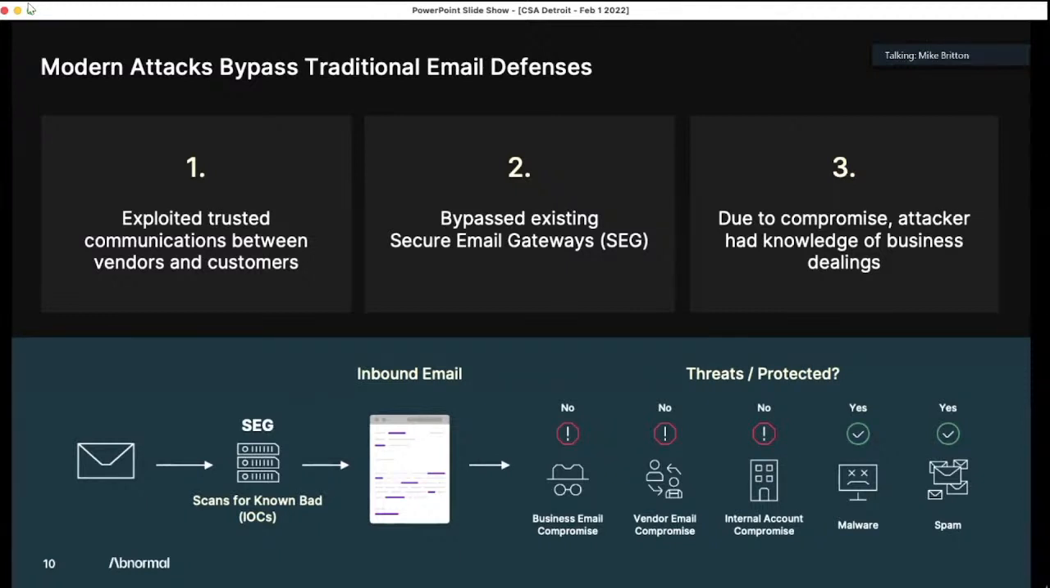And then when you look at the threats that a SEG really is good at and what it's not good at, it's great at malware, it's great at spam, it's horrible with business email compromise, vendor account compromise or account takeovers, and even that east-west type of attack where maybe one of your own users has been compromised and now the bad guy is similar to the vendor email compromise. They're leveraging that internal account to try to compromise and socially engineer other employees within your organization.